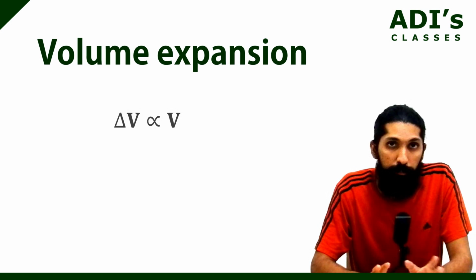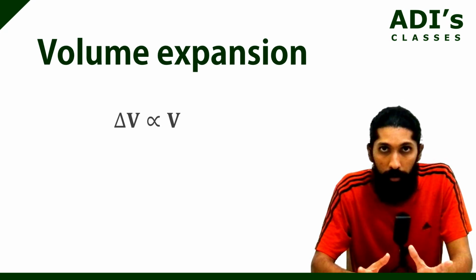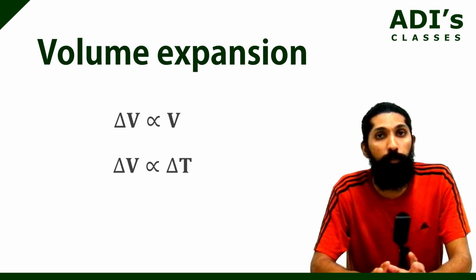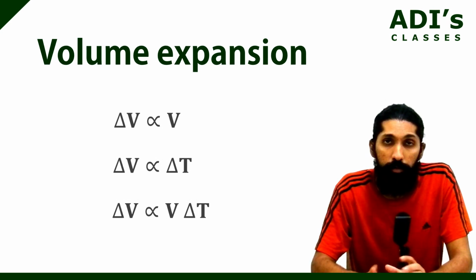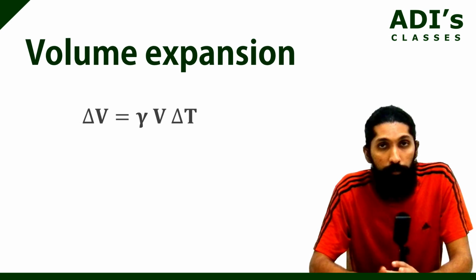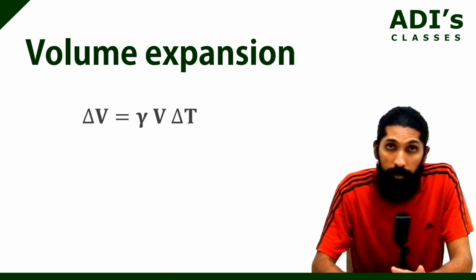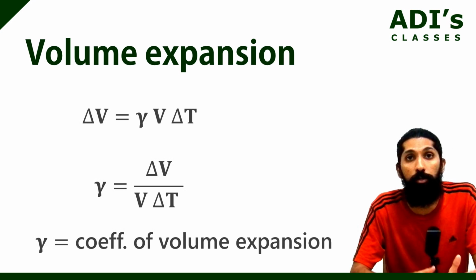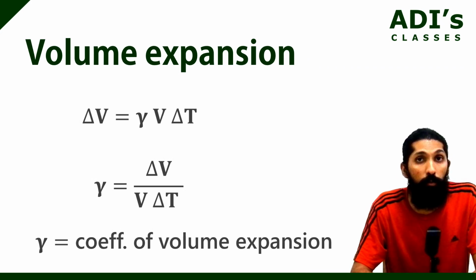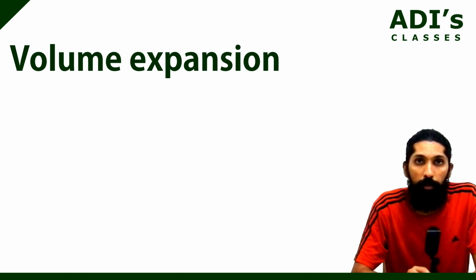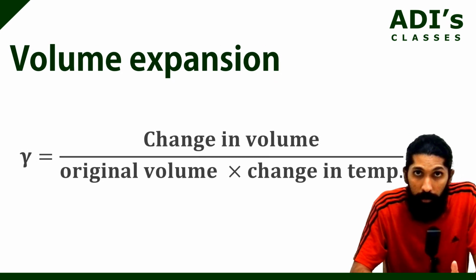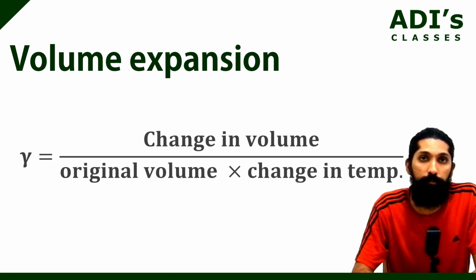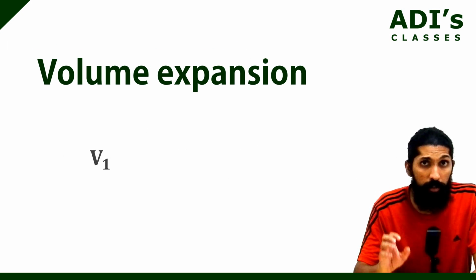And delta V is proportional to V. The more the initial volume, the more the expansion. And also, delta V is proportional to delta T. So we have delta V proportional to V into delta T, or delta V is equal to gamma V into delta T. Gamma is called the coefficient of volume expansion. So now gamma is equal to delta V by V into delta T, or change in the volume by original volume into change in temperature. Clear? So this is for volume.